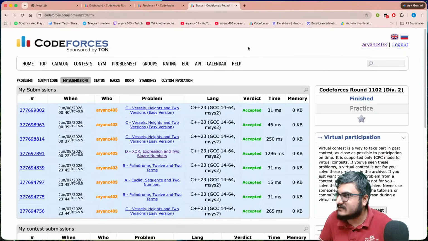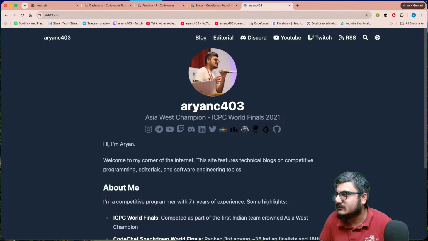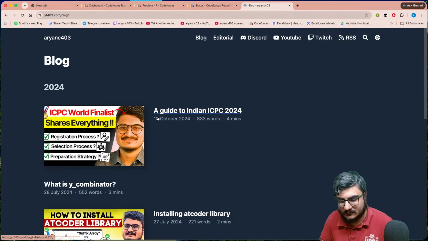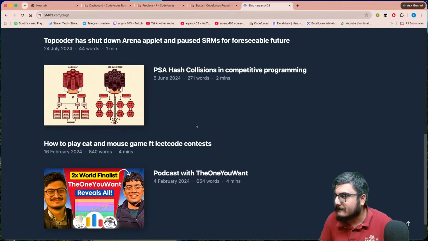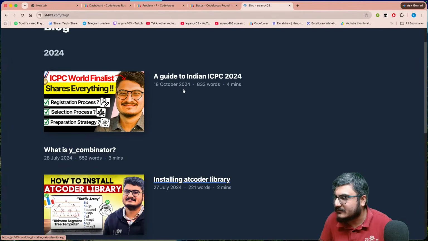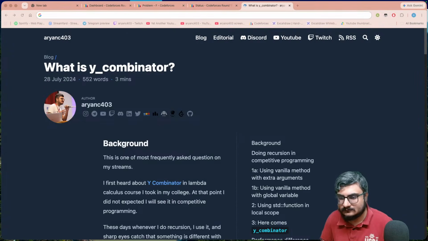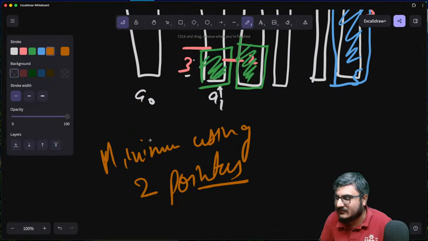Y Combinator is a bit of a fancy way to write recursive algorithms. You can actually read my blog over here. What is Y Combinator? For now, let's just say it's a fancy way to write recursive functions.